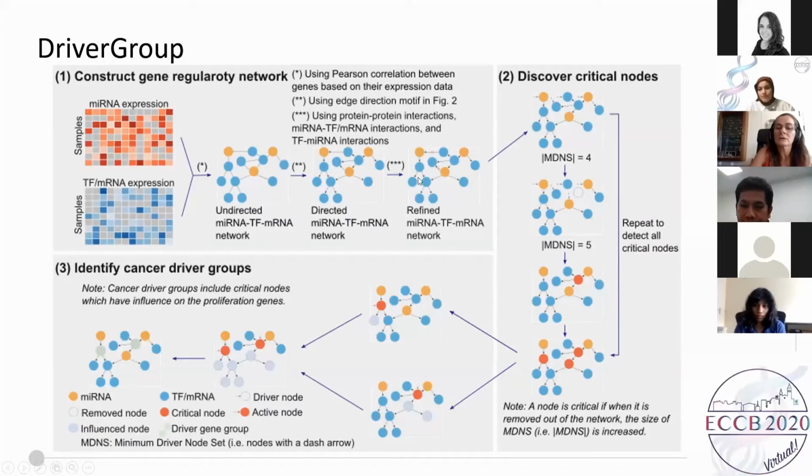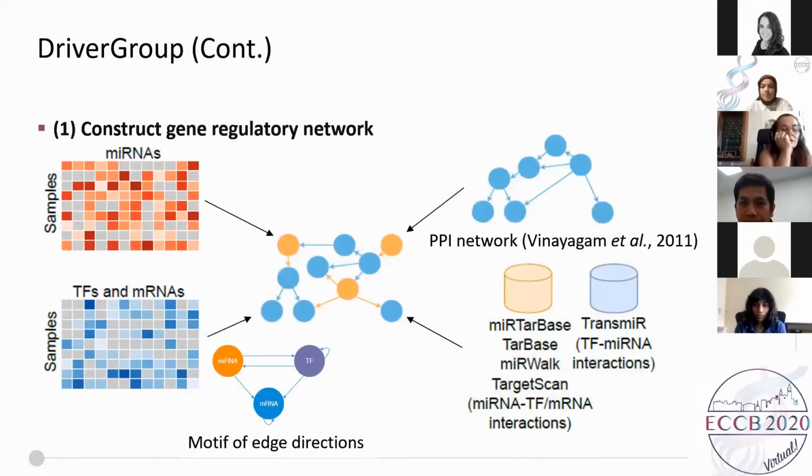So in the first step, to build the gene regulatory network, we use the gene expression data of the cancer patients. Each node in the network can be a microRNA, transcription factor, or a messenger RNA. The interaction between two nodes is the Bayesian correlation of the gene expression of the two nodes, and the direction of the edge follows the motif in the figure. It means that a microRNA can regulate a transcription factor or a messenger RNA. A transcription factor can regulate a microRNA or a messenger RNA. A transcription factor or a messenger RNA can regulate other transcription factors or messenger RNAs correspondingly.